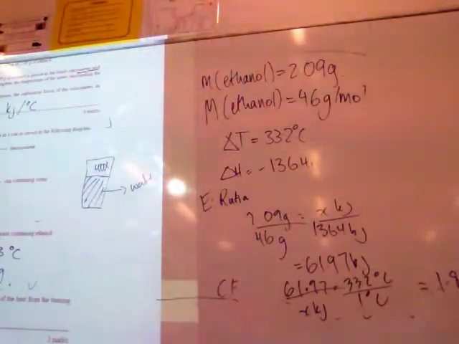What does the energy have to be in for that equation? Joules. So what do we have to do? Times it by 1,000. So 61.97 times 0.6 to get 60% of it, and then times it by 1,000.